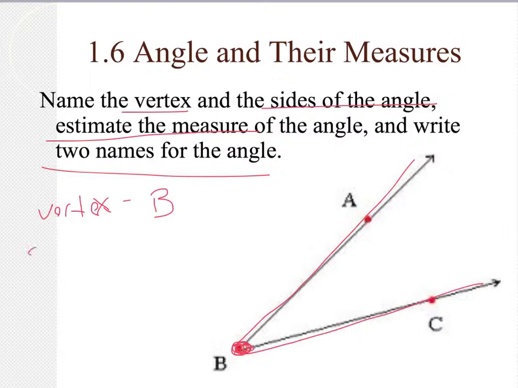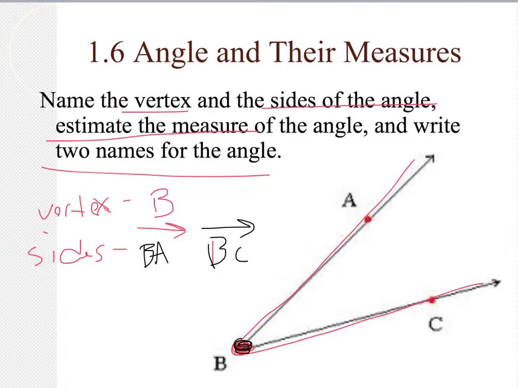Okay, sides. Those are my rays. It's going to be ray AB, sorry, not ray AB. Ray BA. Make sure you start with that vertex. I almost made a mistake there. And also ray BC. The endpoint is always going to be your starting point on a ray.